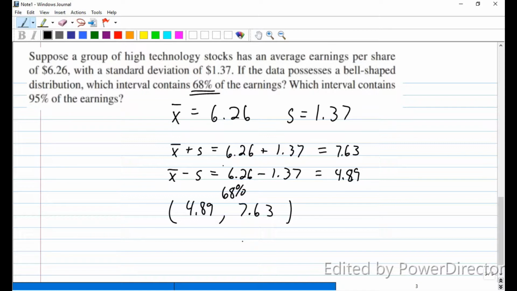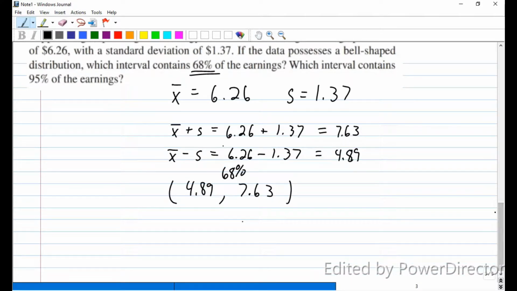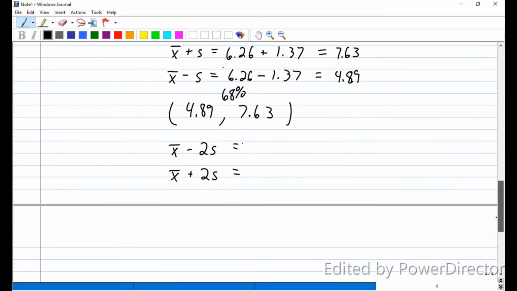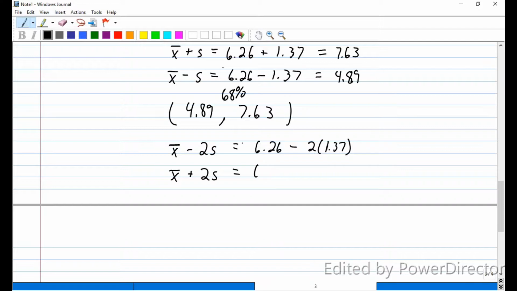All right, which interval contains 95% of all the earnings? So if it's 95%, then all of the earnings would be within 2 standard deviations of the mean, right? So we need to say x bar minus 2 times the standard deviation and x bar plus 2 times the standard deviation. That would give us the interval that we would have 95% of all the earnings, because 95% corresponds to 2 standard deviations about the mean. So that would be 626 minus 2 times 137, and 626 plus 2 times 137.